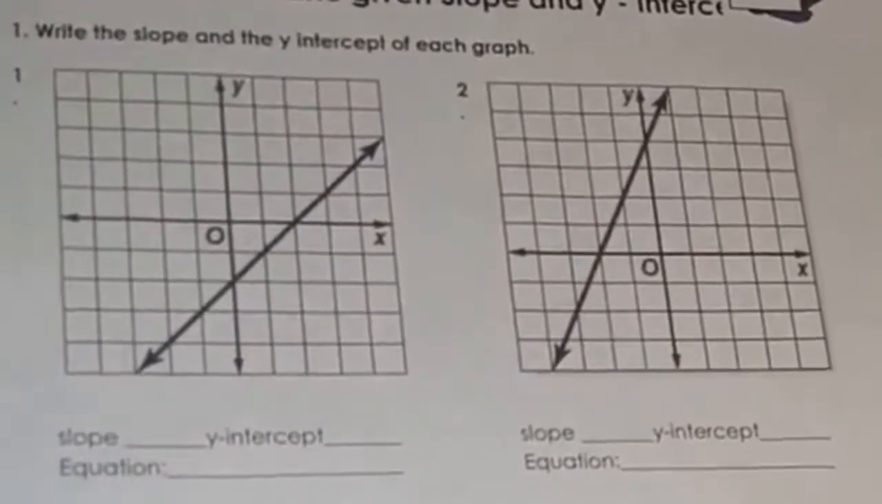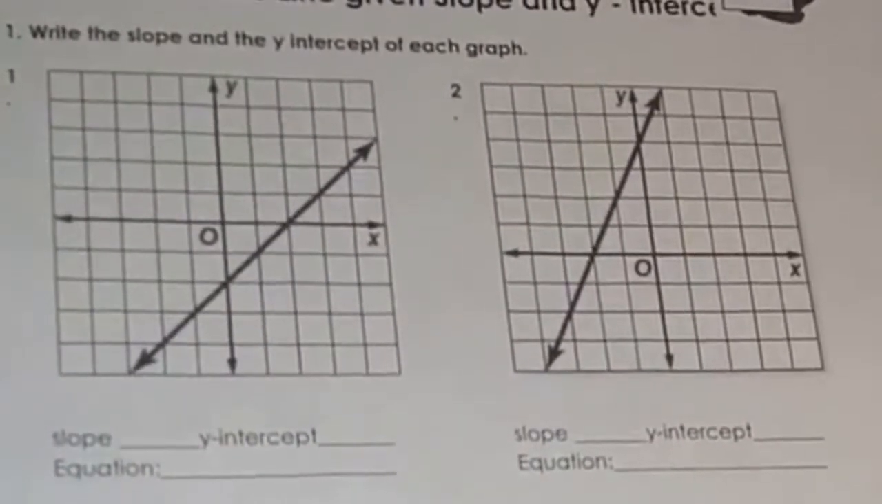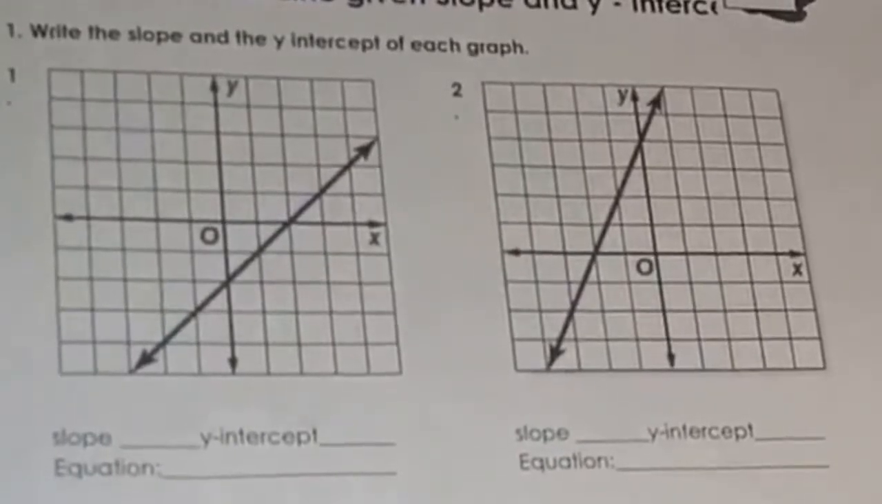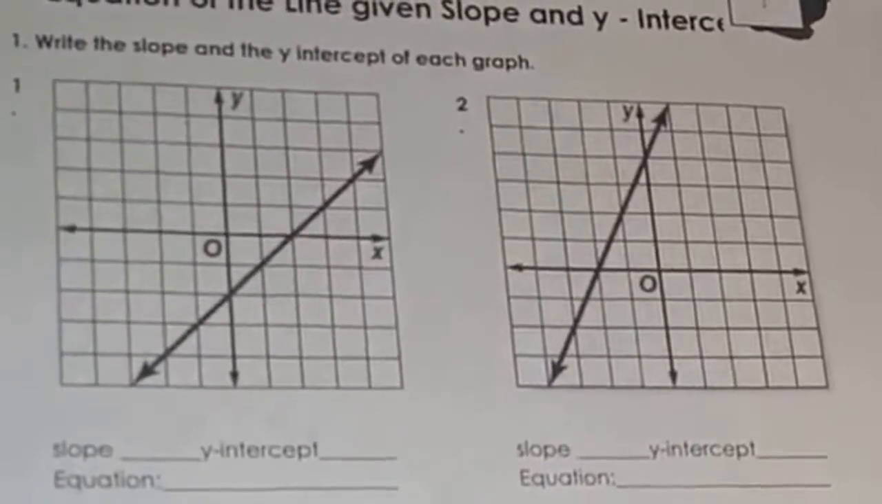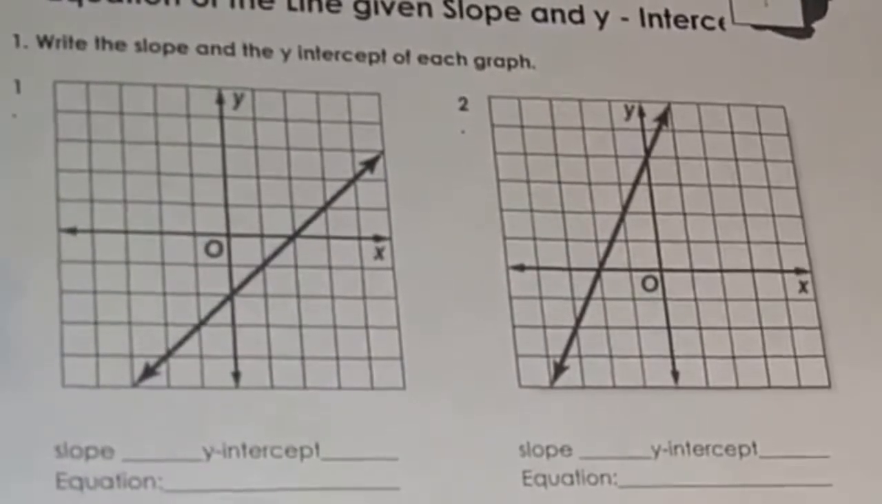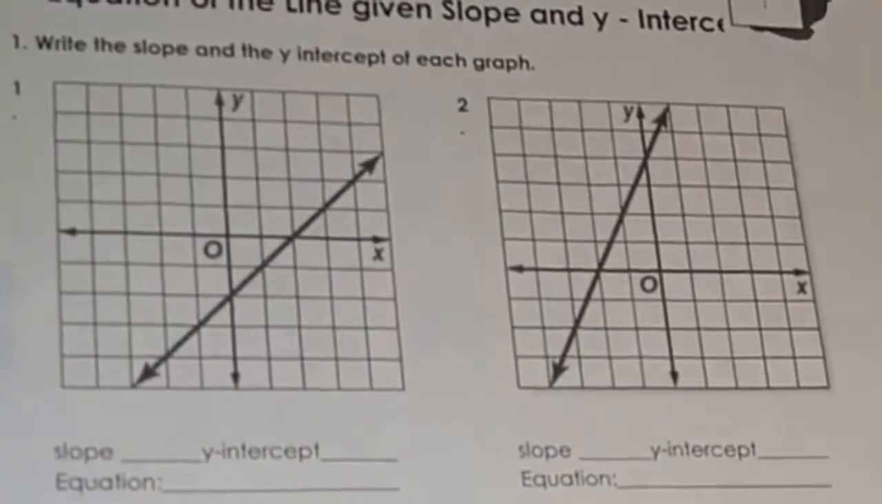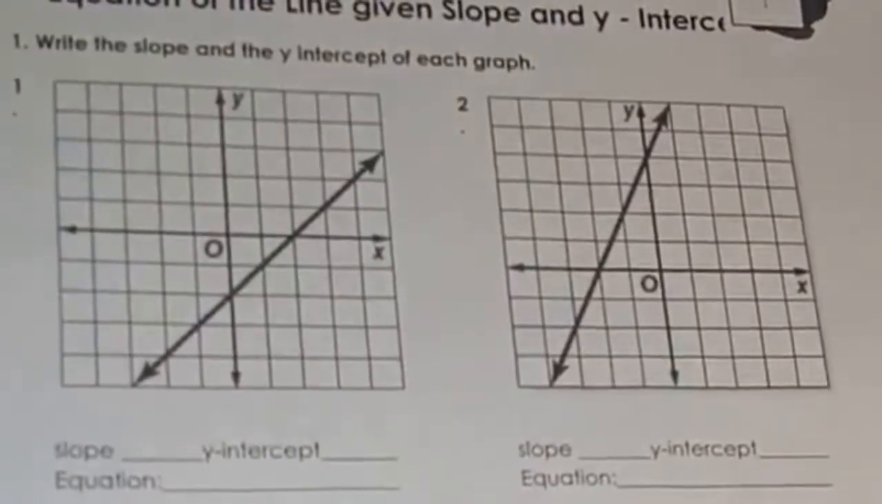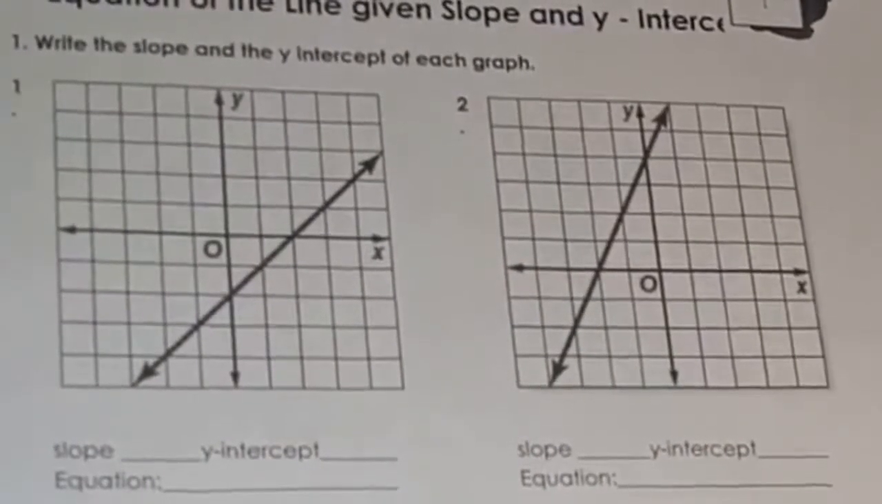Okay, grade 10. So this is the assignment that I have posted for you today. I'm just going to show you one of the questions so that it can help you with doing the other question. So you just have to complete the other and submit it. So the first question, it's asking me to write the slope and y-intercept of each graph. And using that information, then I'll be writing the equation.